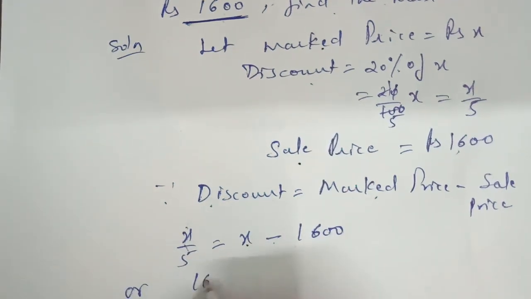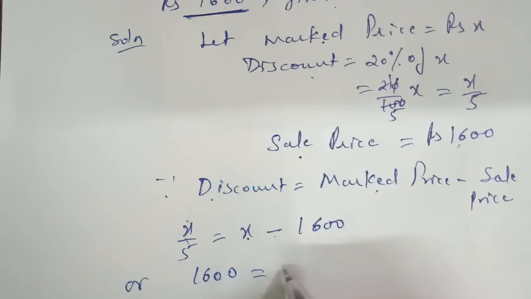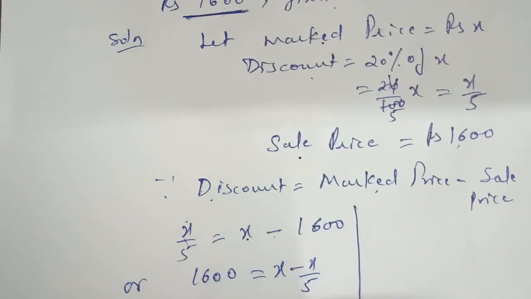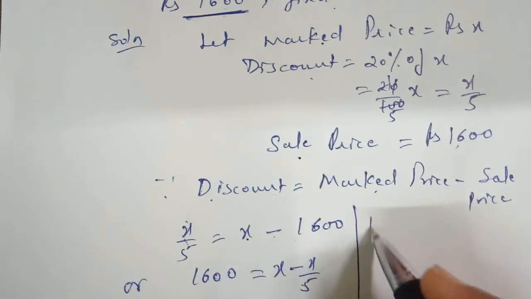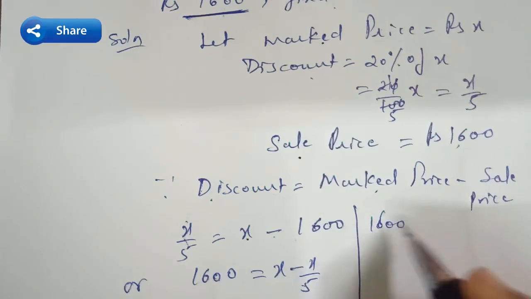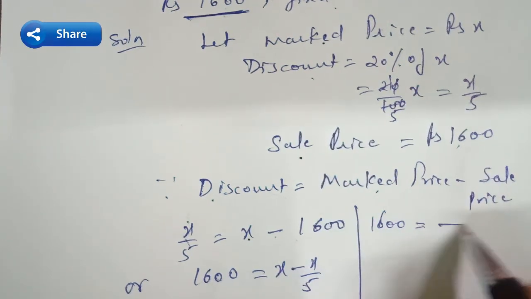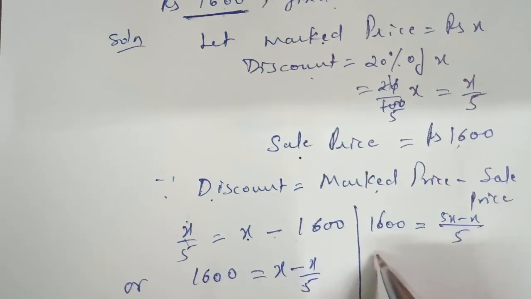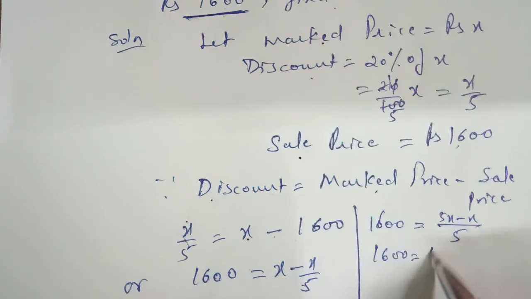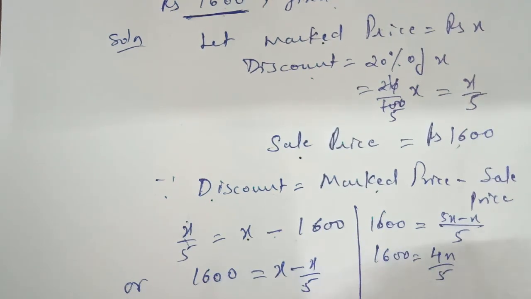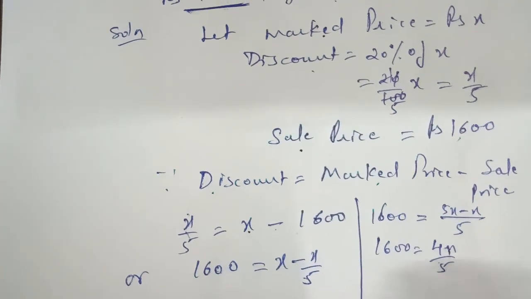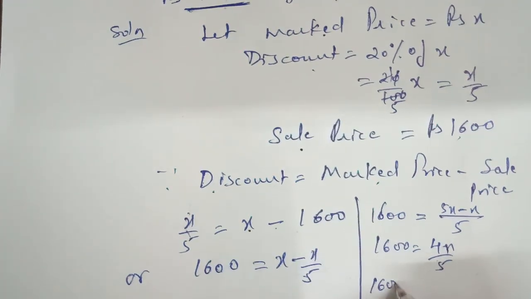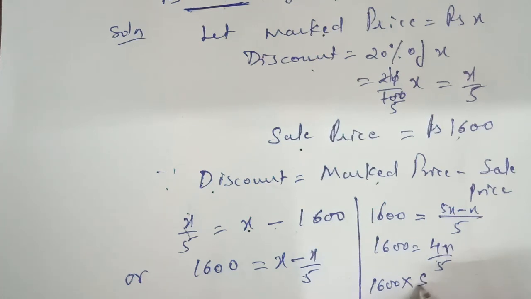Or 1600 is equal to X minus X upon 5. Now let us take the LCM over here. We have 1600 equal to, when you take the LCM, 5X minus X, so 1600 equal to 4X upon 5. 4 upon 5 will be transposed to the other side, so it will be reversed, 5 upon 4.